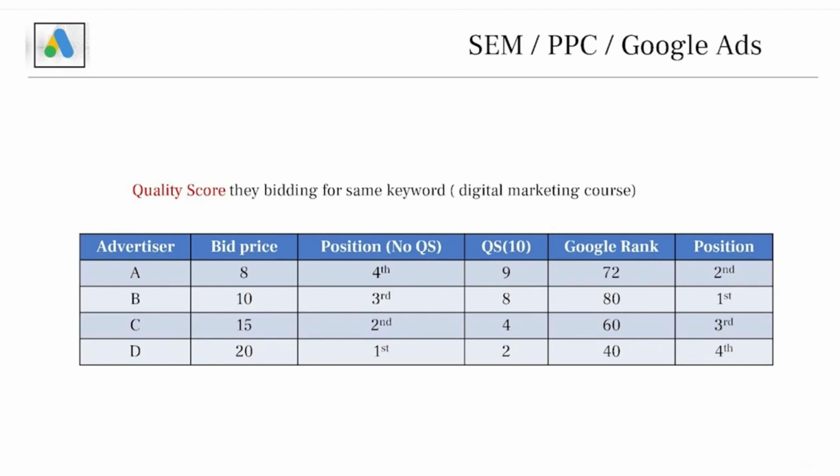Suppose advertiser A has bid 8 rupees, B 10, C 15 and D 20. When the quality score concept was not there, they were given very direct positions: this one first, this one second, this one third, and this one fourth.